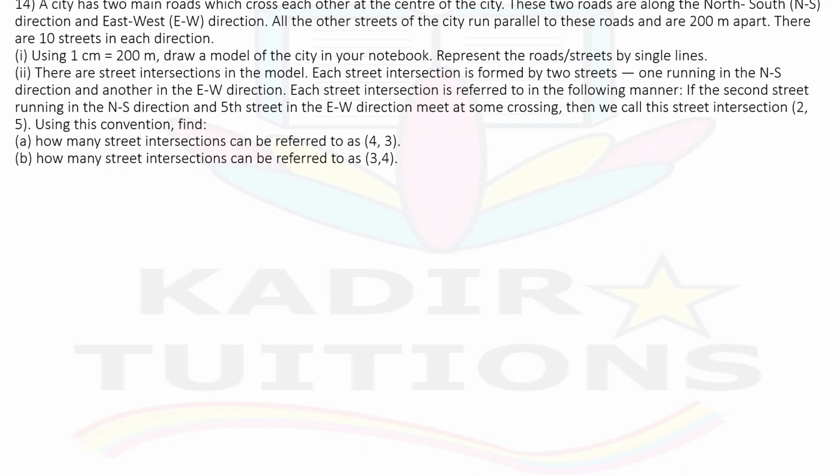So over here, a city has two main roads which cross each other at the center of the city. These two roads are along the north-south direction and the east-west direction. All the other streets of the city run parallel to those roads and are 200 meters apart. There are totally 10 streets in each direction. So first we will make a diagram for it. There is one road towards the north-south direction, and another one east-west direction. I have marked this one, and still we have some streets running parallel to those main roads, right? So totally how many streets are they saying? 10 streets.